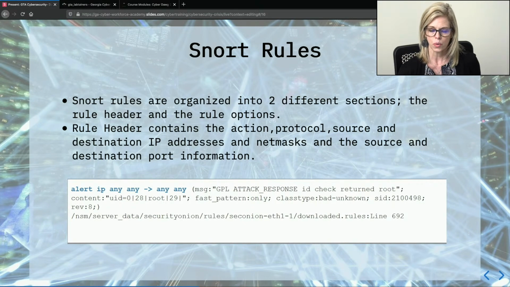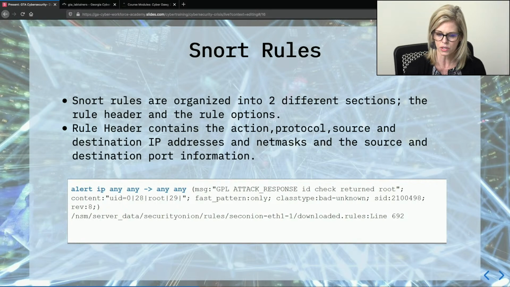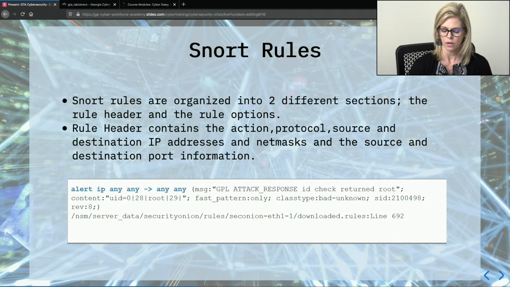And then you're going to specify the source and destination IP addresses and what portion of the network, so if it's a specific host that you're building the rule for, or if it's an entire network. And then you will specify the source and destination port information, as well as the actual destination IP address.